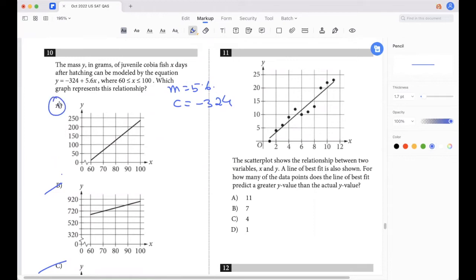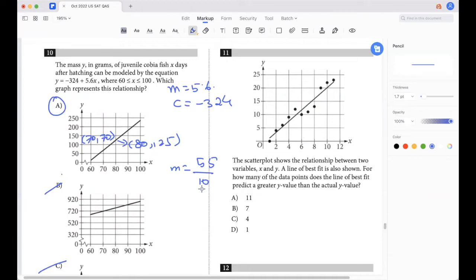Let's just verify the slope just to be sure. So this would be 70, let's say, and this would be 80, 125. So the slope should be 55 divided by 10, yeah, which is close to 5.6.